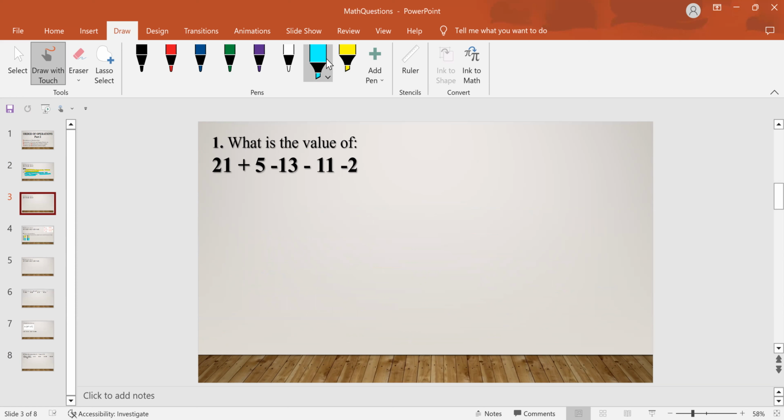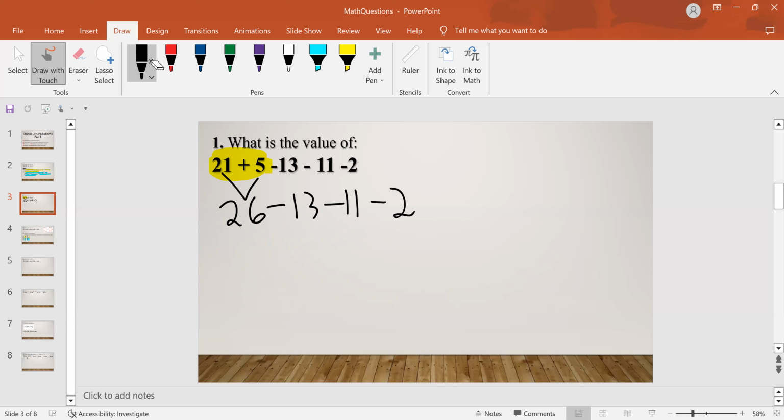To avoid mistakes, we'll take this 2 by 2. We take these first two values. So 21 plus 5. 21 is positive, they don't have any sign in front. That means it is positive. 5 also is positive. So these two numbers have the same sign. So we add them and we keep that same sign. Now, 21 plus 5 is 26. Now, minus 13, minus 11, minus 2.